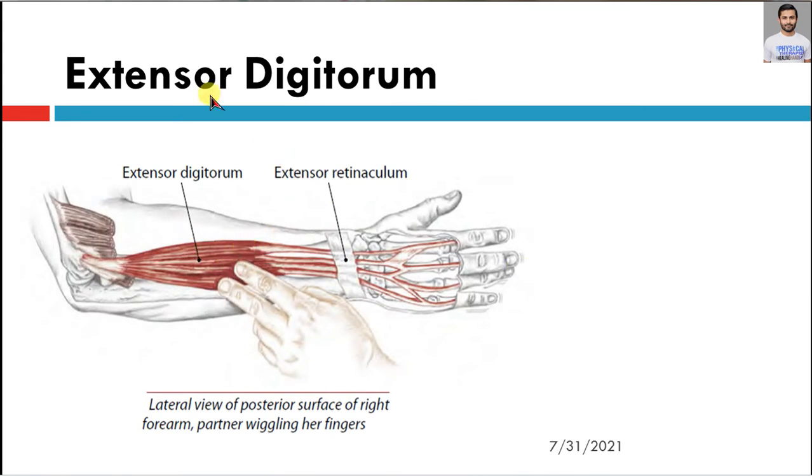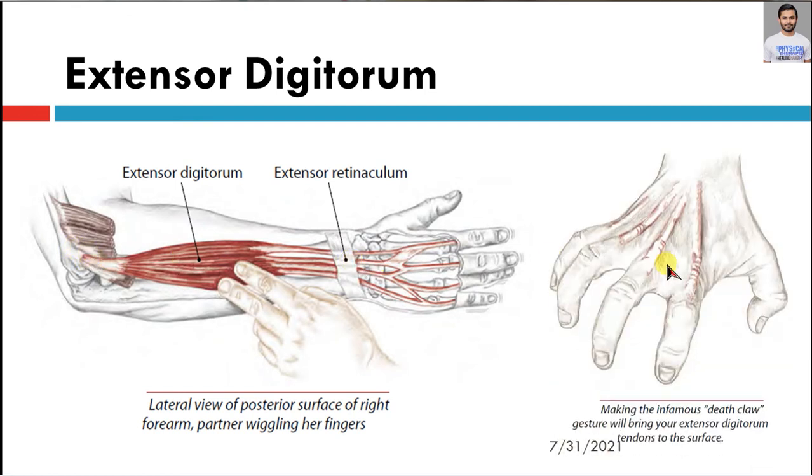Here you can see the extensor digitorum. It is being inserted onto the lateral epicondyle, and these are the tendons of extensor digitorum. They become very prominent if you make your hand into a claw shaped hand.